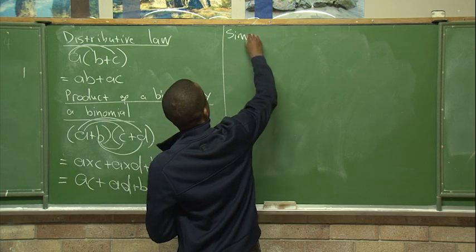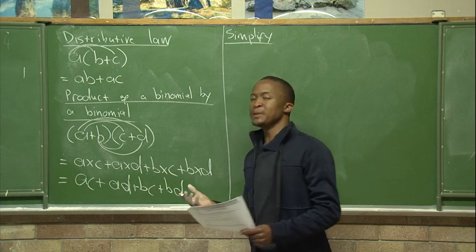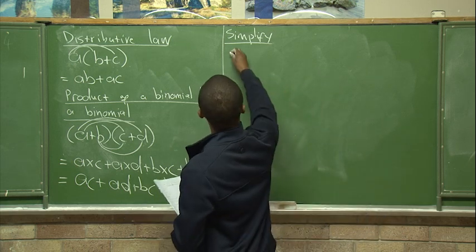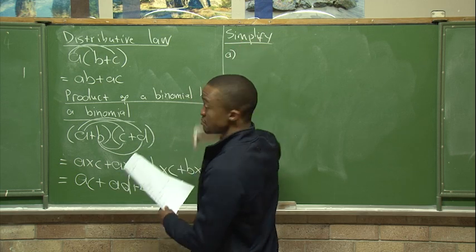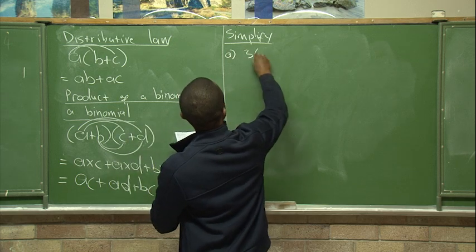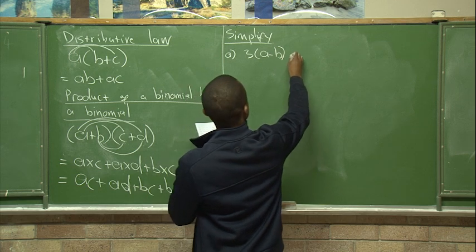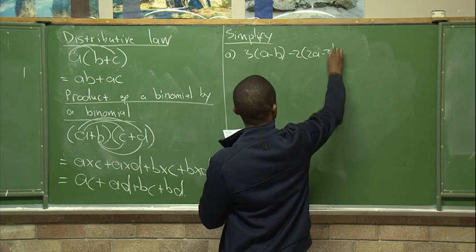So the instruction will always be simplify. Simplify simply means make the expression simpler. That's our way of saying calculate in mathematics if you write the word simplify. So we have 3, the bracket of a minus b, minus 2, the bracket of 2a minus 3b.